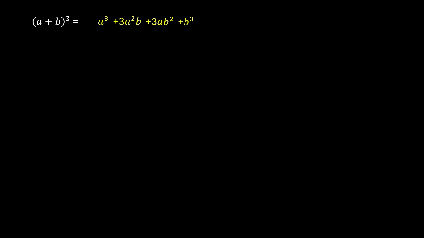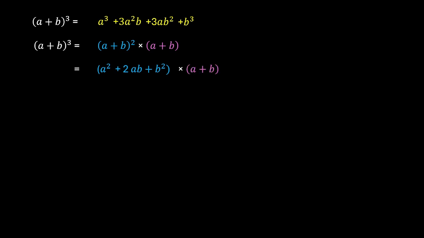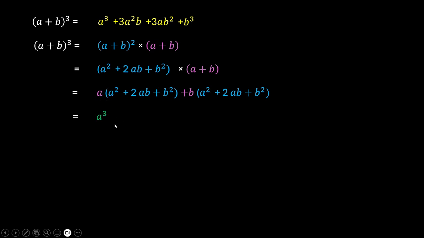We can verify it. So (a + b) whole cube is nothing but (a + b) whole square into (a + b). And the expansion of (a + b) whole square is a square plus 2ab plus b square. So we'll multiply this entire blue term with (a + b). We can use distributive property over here. We'll first multiply the blue term with a, and then we'll multiply the blue term with b, and we'll add them. So let us do that. This is a into a square is a cube plus 2a square b plus ab square. Then we have plus a square b plus 2ab square plus b cube.